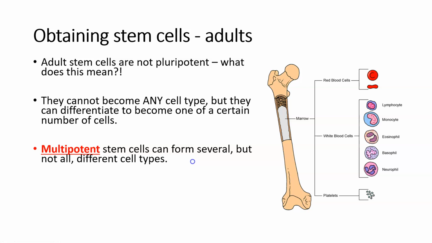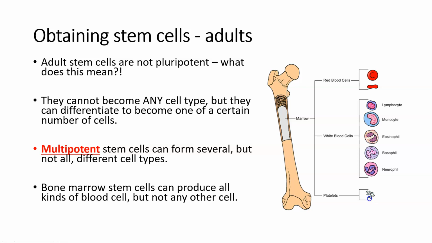So the typical example is the red bone marrow that is found in the epiphyses of the long bones down here and here. And from that, those multipotent cells, we can get this range of blood cells, so the platelets, the white blood cells, and the red blood cells. So while they are different cell types, they are within that narrow range of blood cells. So bone marrow can produce any other type of blood cell, but not any other cell.